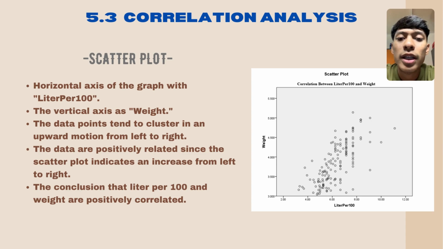We must assert that the data are positively related since the scatter plot indicates an increase from left to right. As a result, we may draw the conclusion that liter per 100 and weight are positively correlated.